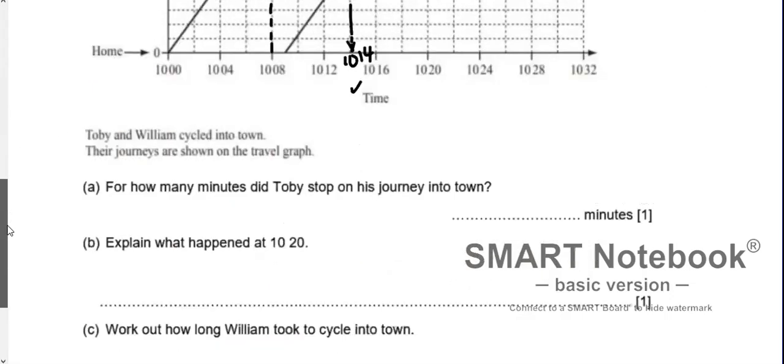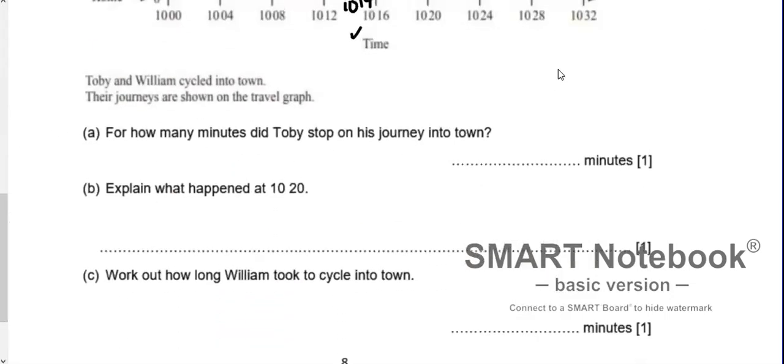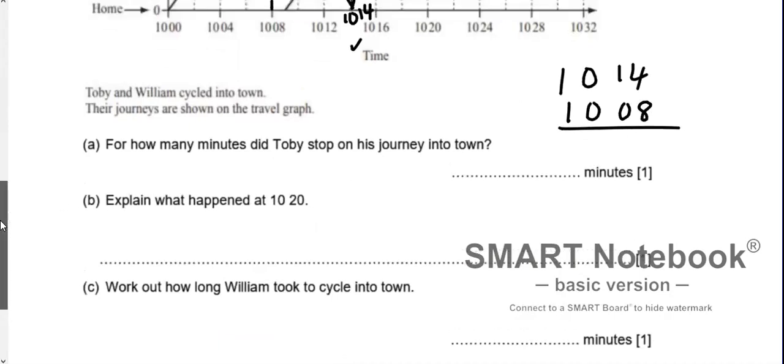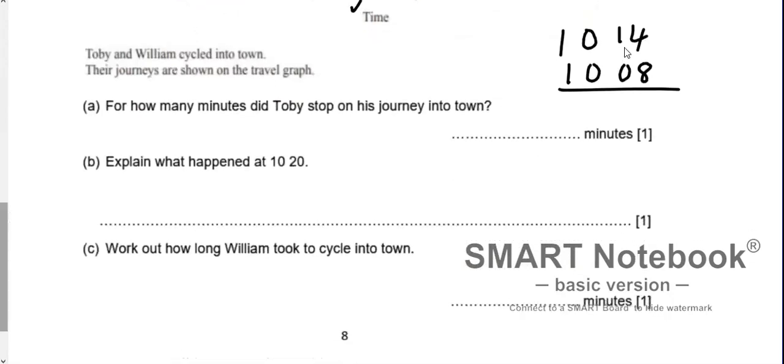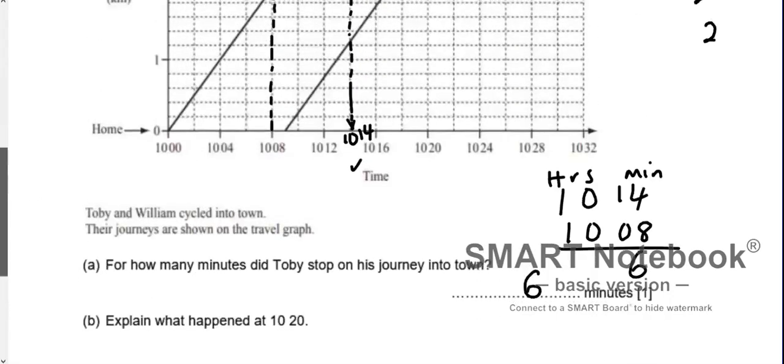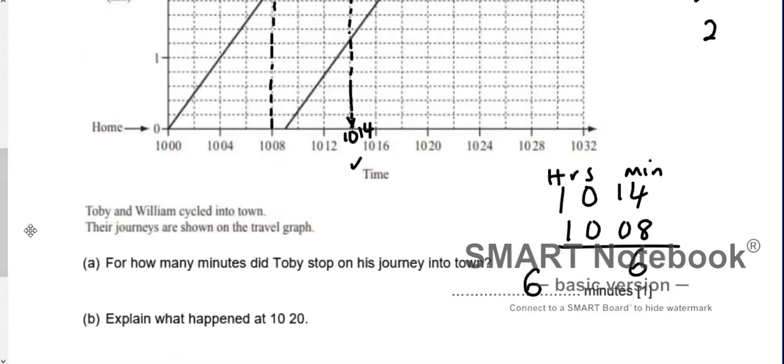So you need to minus 10:08. So for how many minutes? You do 10:14 minus 10:08. So you subtract that. When you subtract these, what do you get? We have hours here, we have minutes. So 14 minus 8, that will be 6. So for how many minutes did Toby stop? So for 6 minutes, Toby stopped. Okay, for 6 minutes.